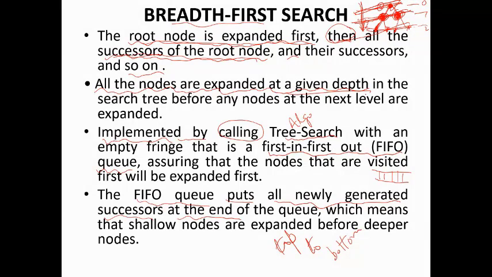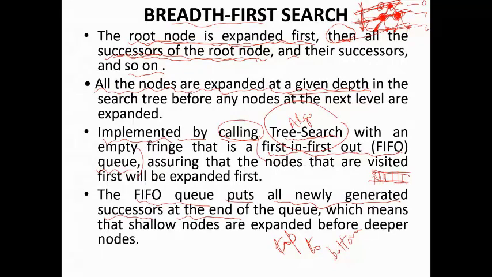So all the nodes are expanded at a given depth. Depth means level. It is also implemented by calling the tree search algorithm. We start with an empty fringe, and we utilize a first in, first out queue. Now we use the queue here. First in, first out is like a queue like this one.